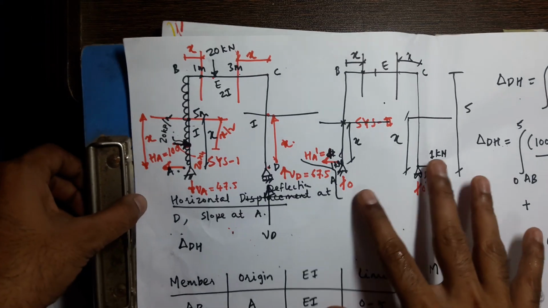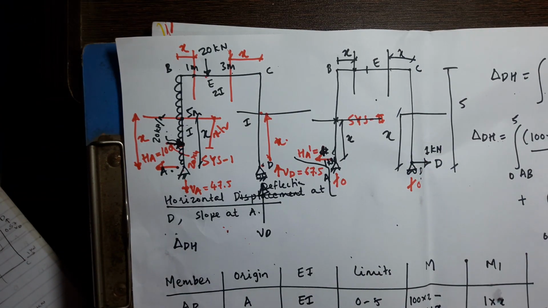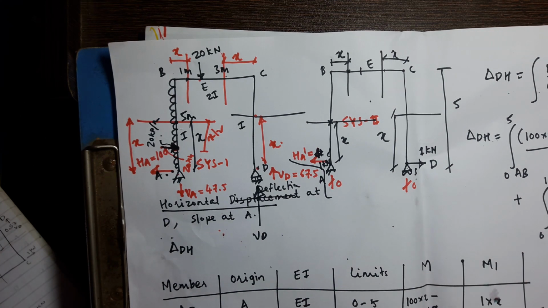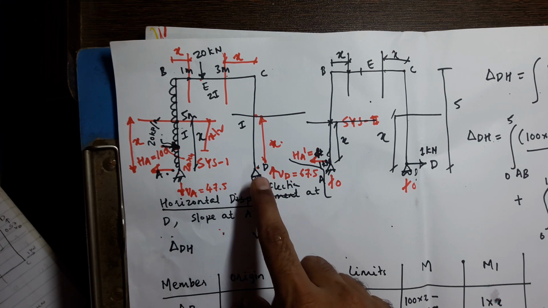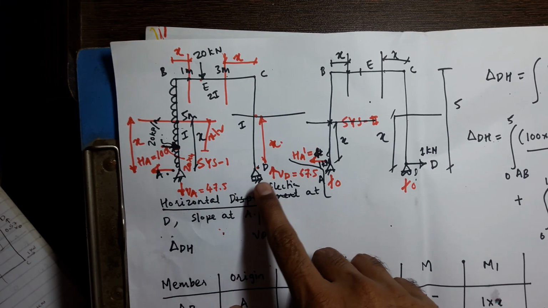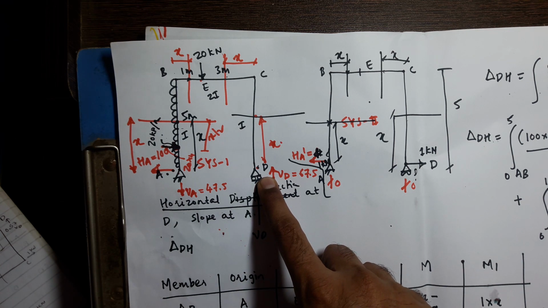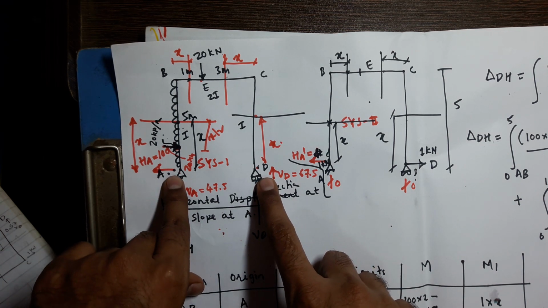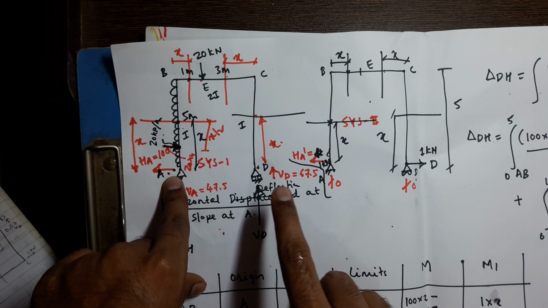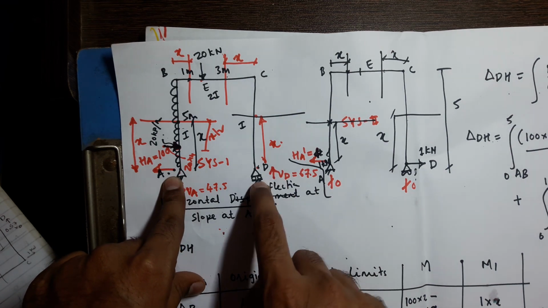Hello everyone. So here we will continue with the same problem. In this problem we have to find displacement of the structure by unit load method. We have two questions here: we have to find the horizontal deflection at D and the slope at A. We are done with the horizontal deflection at D.